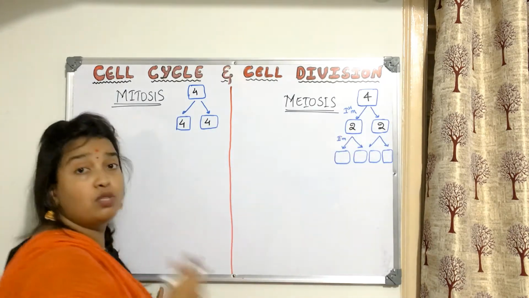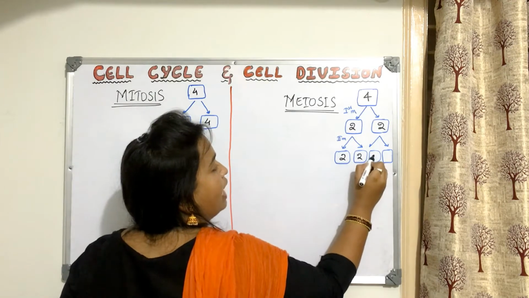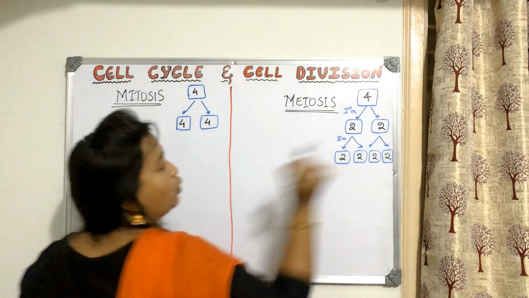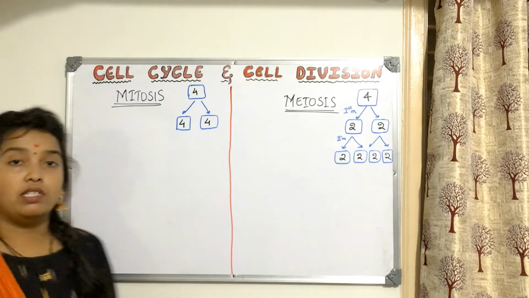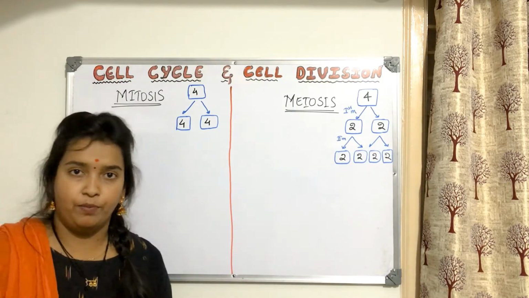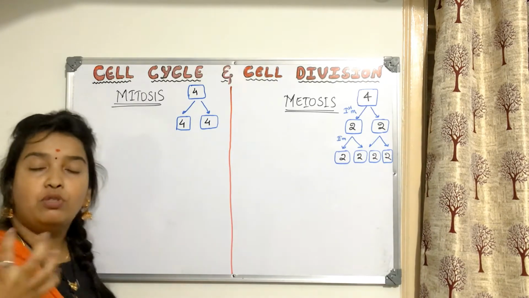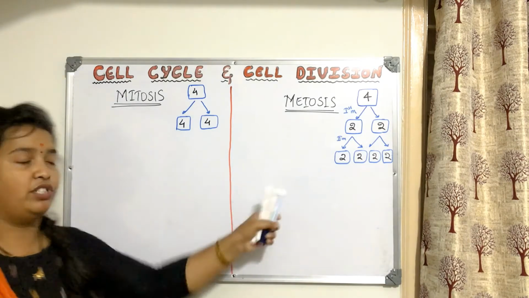And in the second meiosis, what will happen? Again, it is just like mitosis. So again it will have 2, 2, 2, 2. This is the pictorial graph which you should know. Now we will see how exactly it works, what happens to the chromosomes so that this type of division occurs.